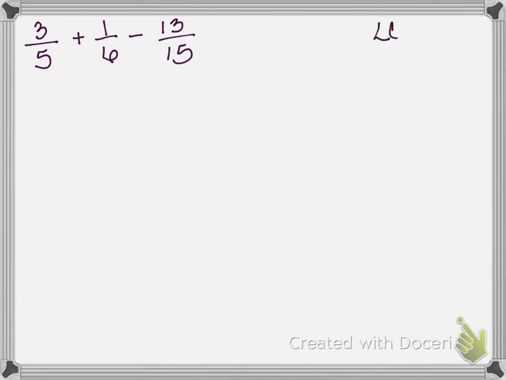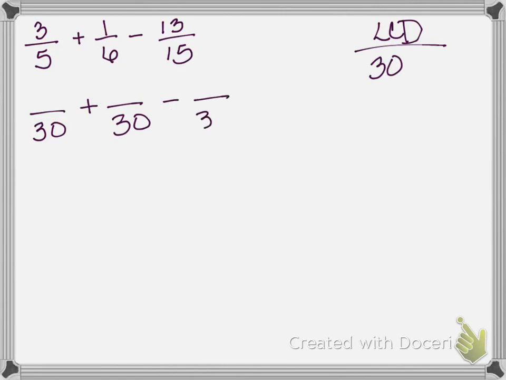So our LCD for this, we have 3/5 plus 1/6 minus 13 over 15. What's our LCD going to be for that? 30. Okay, so 30 is our LCD. So what I do is I rewrite each one of these with a denominator of 30. Then I say 5 times what gives me 30? 6. Good. So then I multiply the numerator by 6.